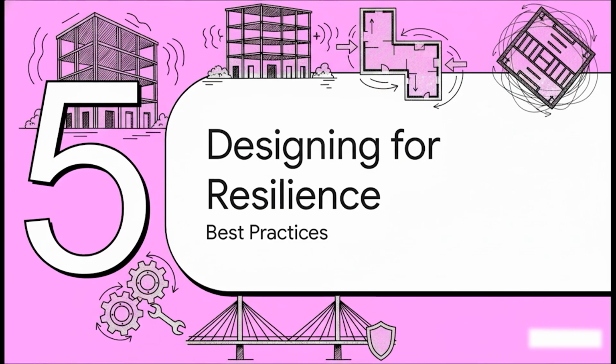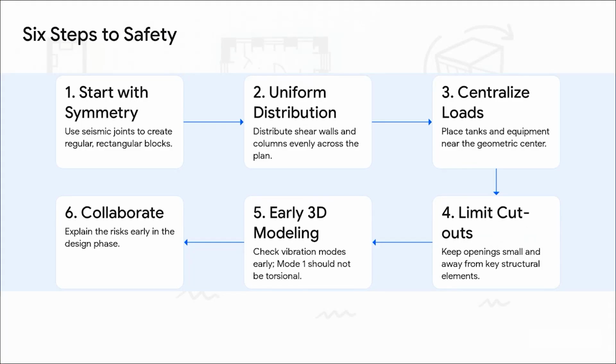Okay, knowing the problem and the formula is one thing, but preventing it from the start, that's the real goal. So let's talk about the best practices for designing buildings that are resilient and safe right from the beginning. Think of this as your design playbook. Number one, and this is the most important, start with symmetry. If the architect absolutely needs an L shape, then break it into simple rectangular blocks separated by seismic joints.